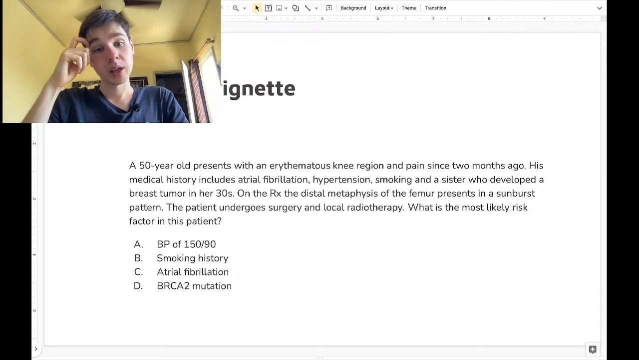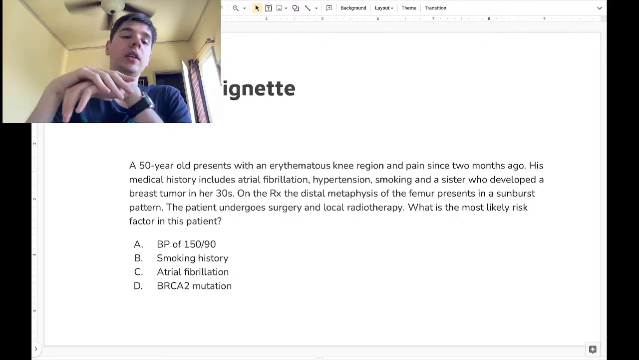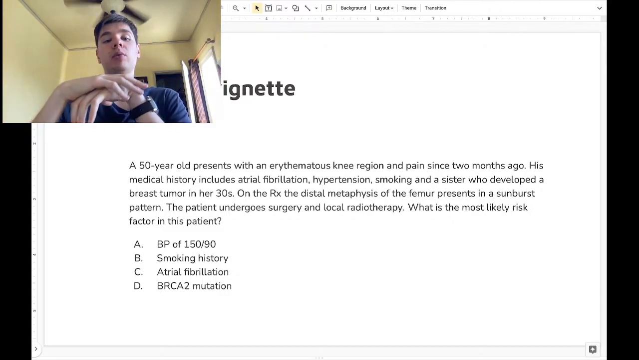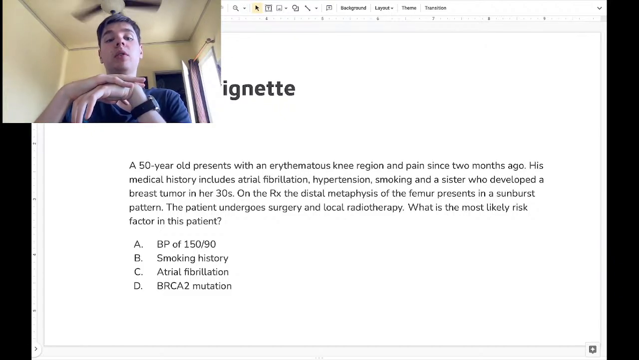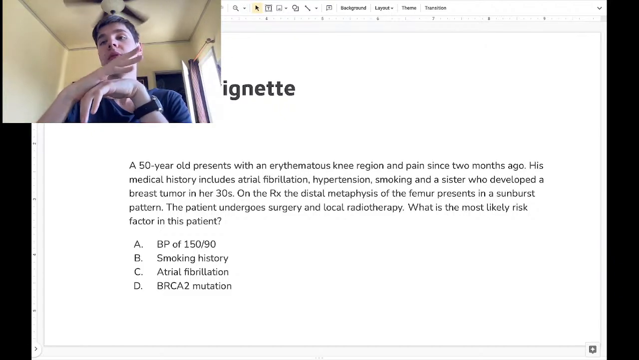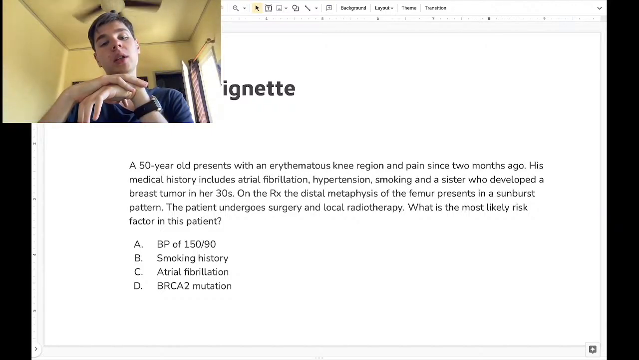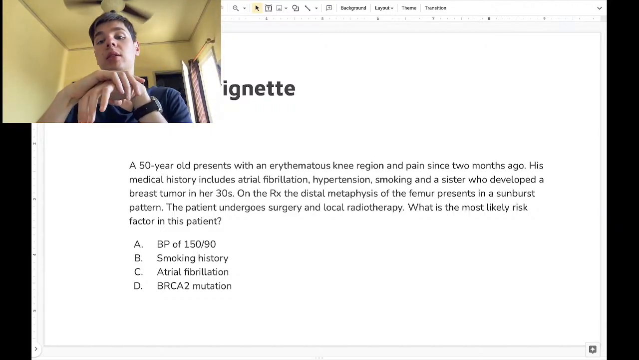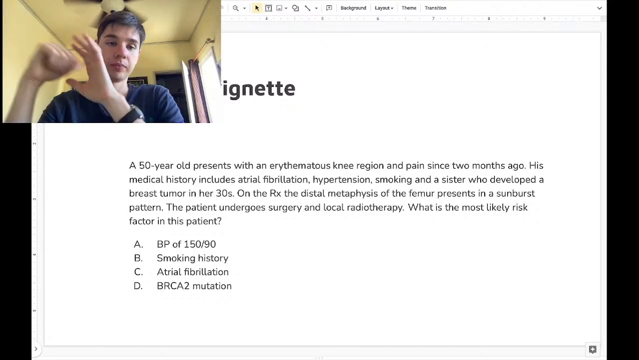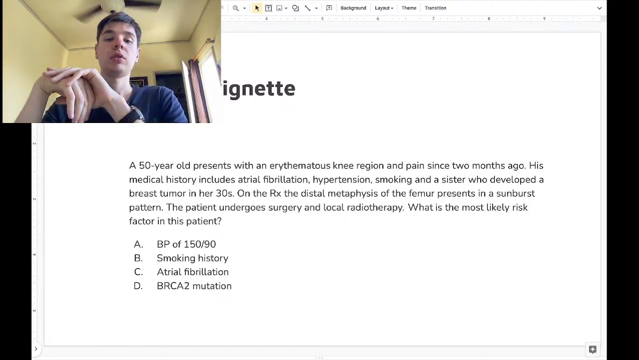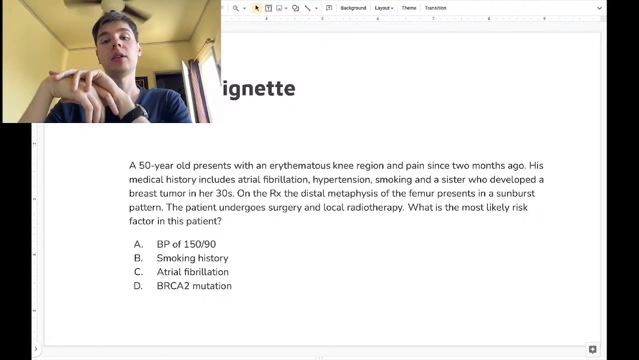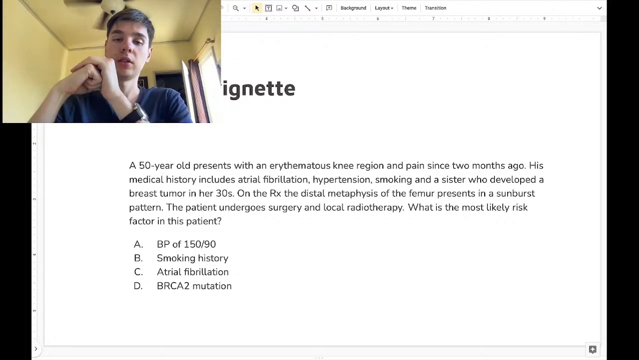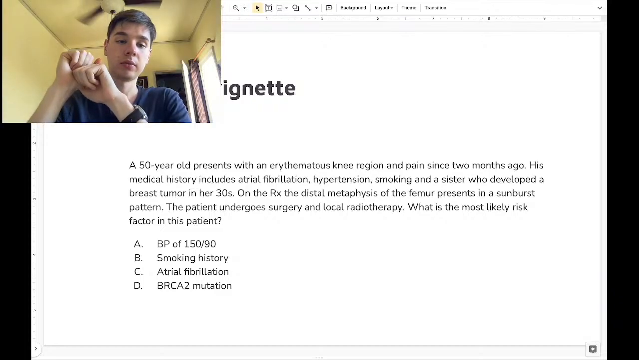Okay, so we have a clinical vignette that says that there is a patient of 50 years, with an erythematous knee region and pain since 2 months ago. His medical history includes atrial fibrillation, hypertension, smoking, and a sister who developed a breast tumor in her 30s. On the X-ray, the distal metaphysis of the femur presents in a sunburst pattern.